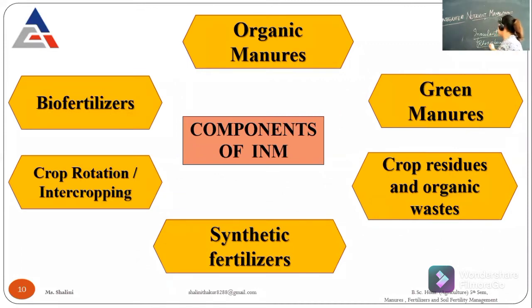Okay, so rhizobium is for legume crops. If there is our pulse, that is pea, and if we are mixing our pea seed with the rhizobium biofertilizer, it can fix the nitrogen. Okay, so this is all about the components of INM. Hope these terms are already clear to you all.